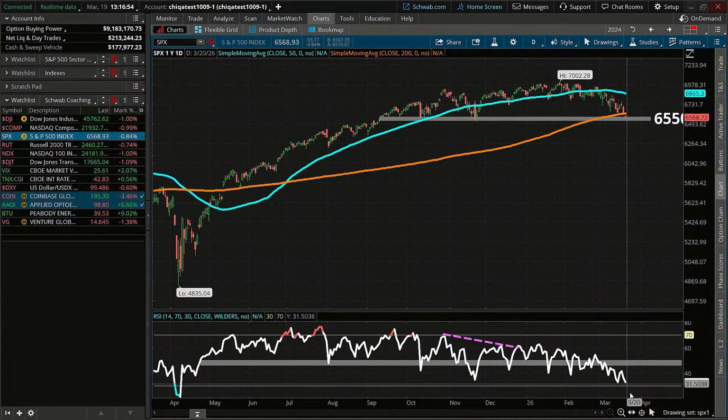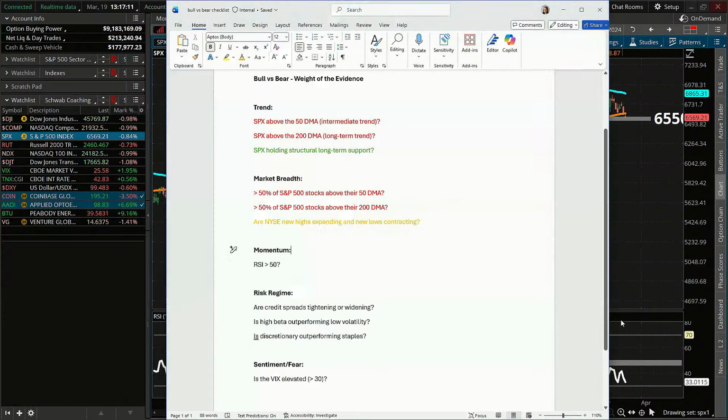Still not hitting those oversold levels yet. We're still not even seeing a bullish divergence to give us an indication to the downside that this potential downtrend could be slowing. So those are all things that we want to keep in mind here on this one. So we're going to make that a little bit more of a red flag there on momentum.